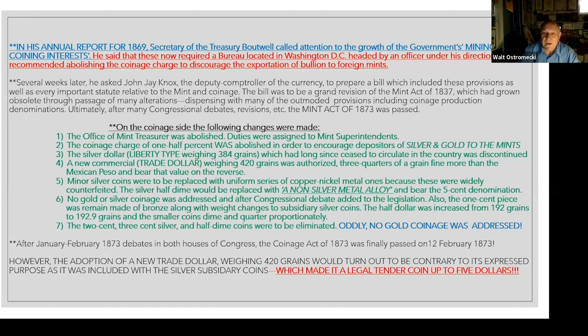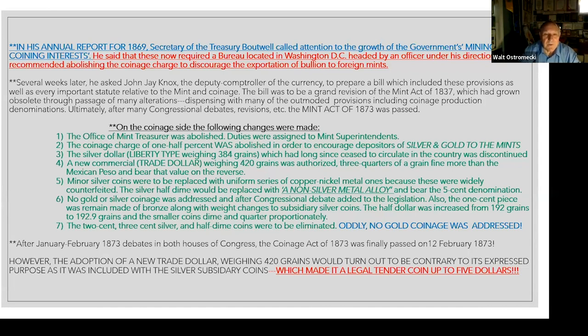Duties were assigned to a new person called a mint superintendent. Number two, the coinage charge of 0.5% was abolished. Why? In order to encourage depositors of silver and gold to the mints and not ship it elsewhere.